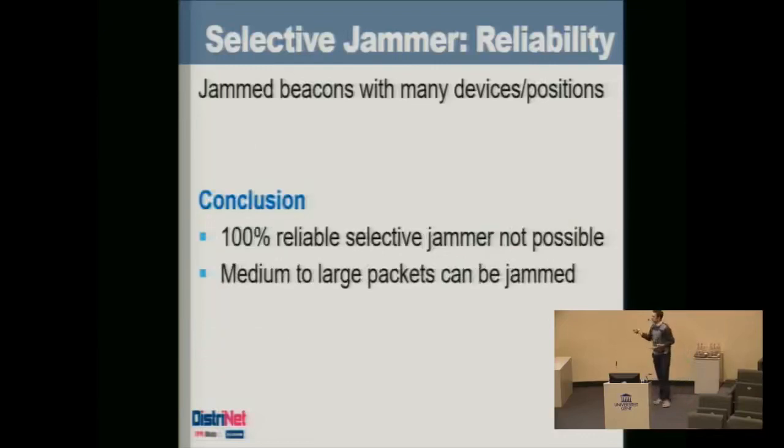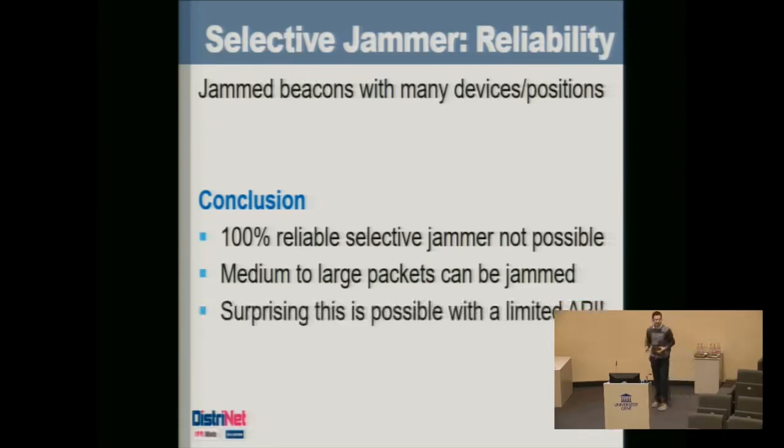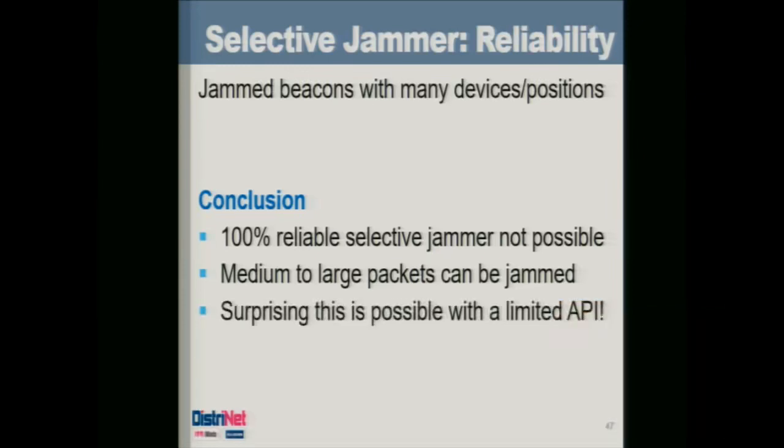So to conclude this part, at least the theoretical discussion, making a selective jammer 100% reliable is really difficult. You're always going to miss some packets. Additionally, we can also only jam medium to large packets, because if your packet is too short, we simply don't have enough time to actually activate our jammer and decode the remaining content. And in my opinion, it's very surprising this is possible using a very cheap device, because you also have a very limited API to work with, but still we managed to pull it off.